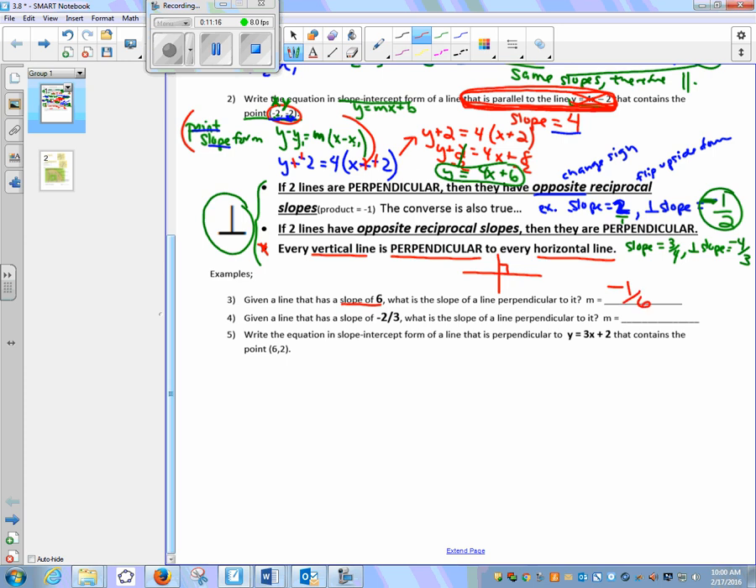Number 4, given a line that has a slope of -2/3, what is the slope of the line perpendicular to it? Again, you want the opposite reciprocal of -2/3. Fill it in on your own. You should have gotten +3/2.